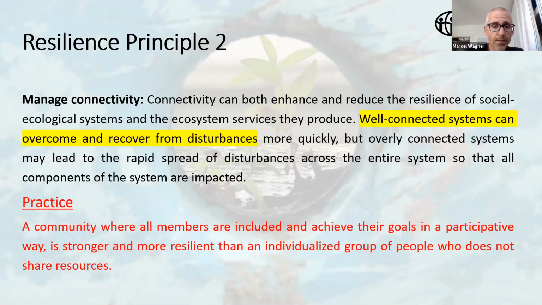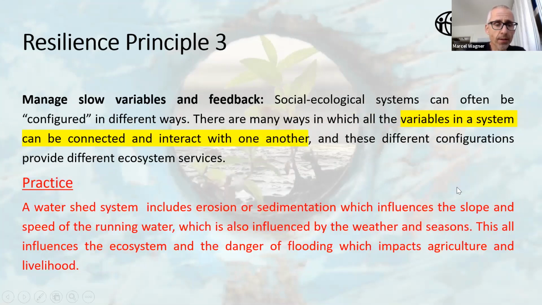Principle 3. Can you switch to principle 3? Number 3 is manage slow variables and feedback. Social ecological systems can often be configured in different ways. There are many ways in which all the variables in a system can be connected and interact with one another. And these different configurations provide different ecosystem services.